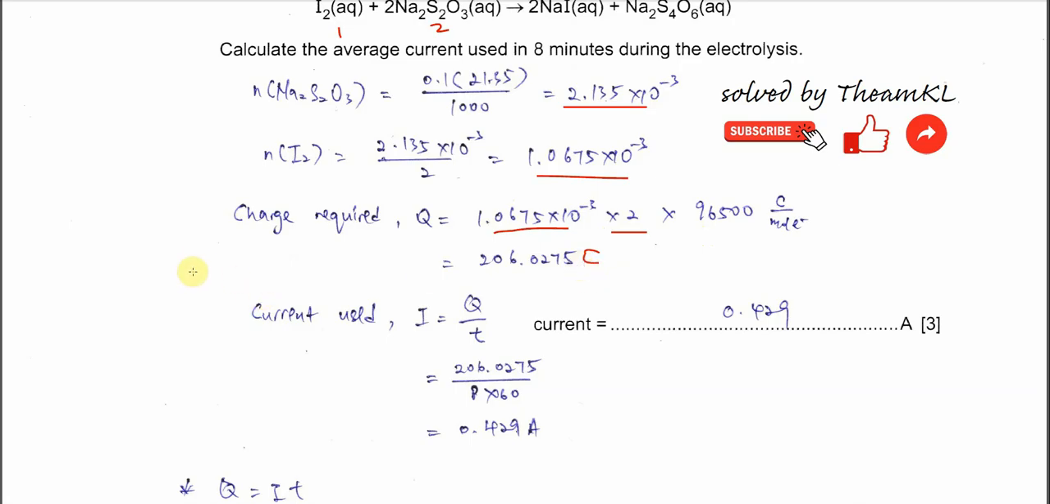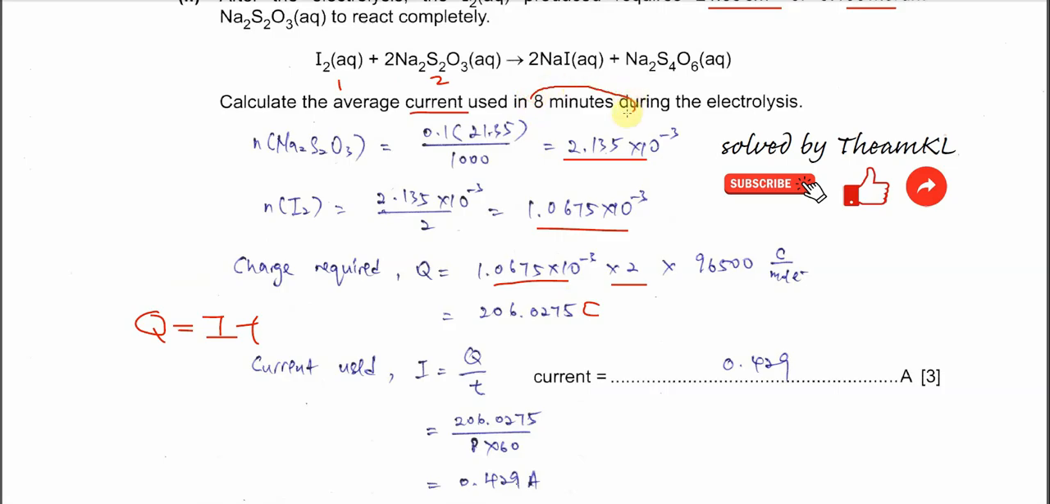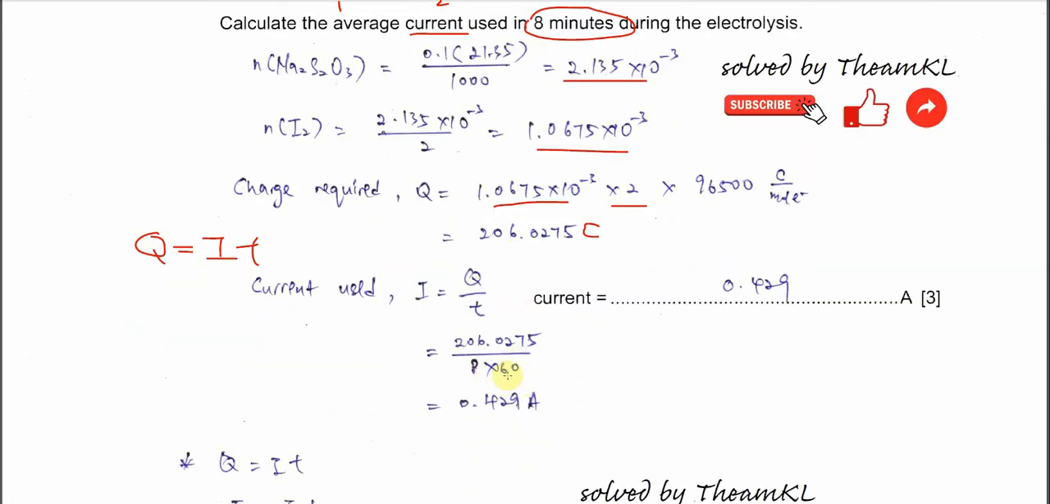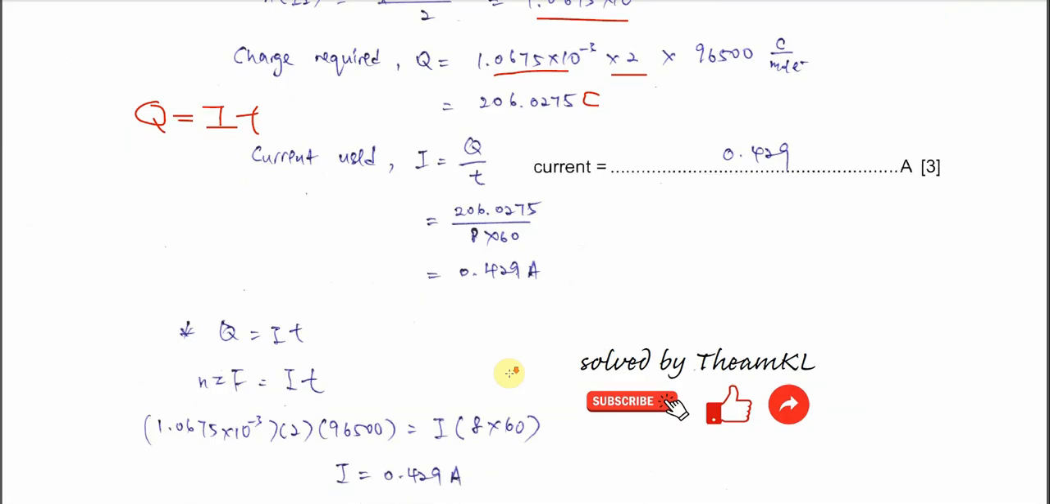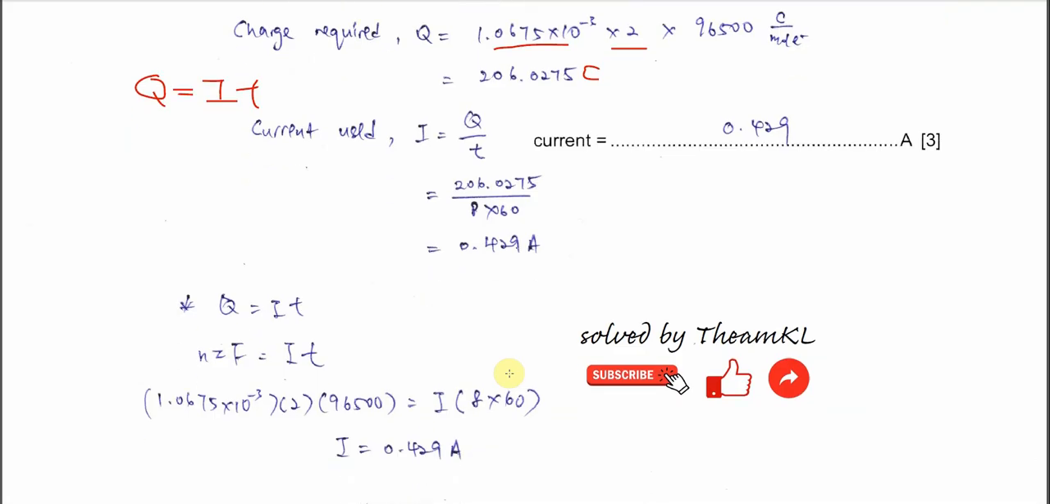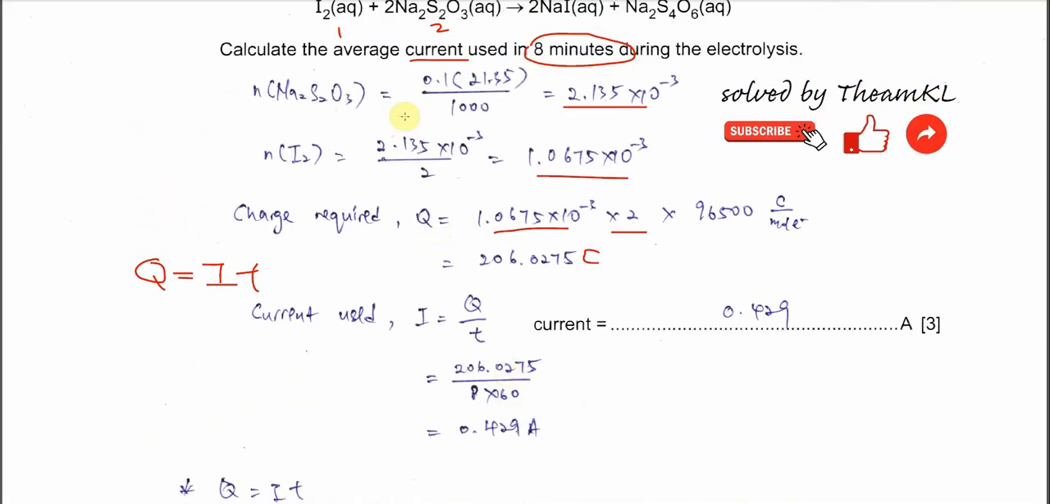Okay, so you need to use Q equal to IT. Because now it's asking what is the average current used, it's going to be the I. So I equal to Q over T. Q is already obtained. T must be in seconds. Because it's 8 minutes, therefore it's 8 times 60. So eventually you get 0.429 ampere.